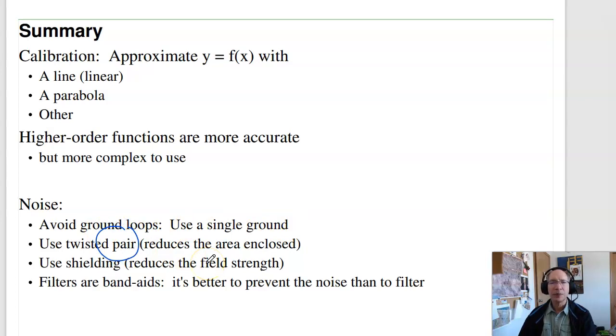So that should be enough to get you through the homework on calibration and noise. And that's lecture number 6 for ECE 321 Analog Electronics.